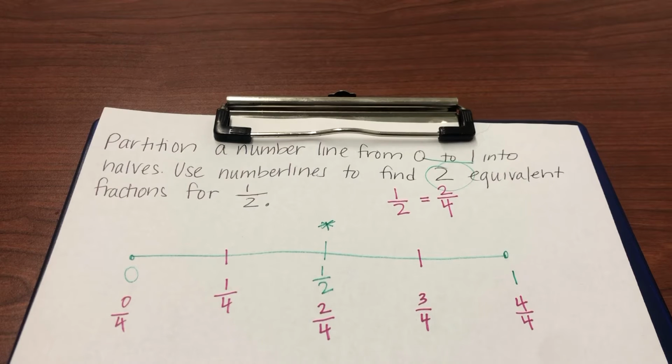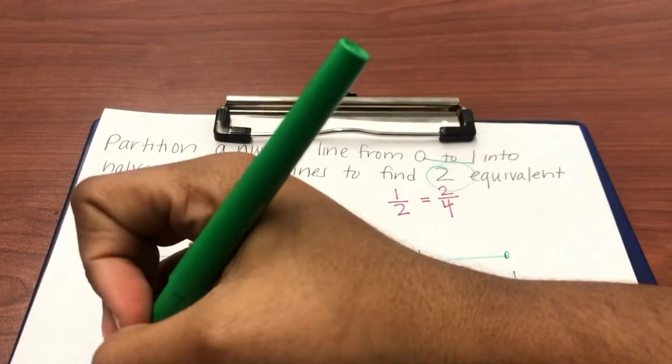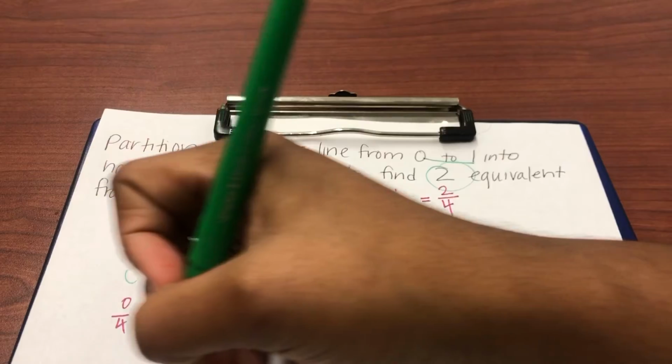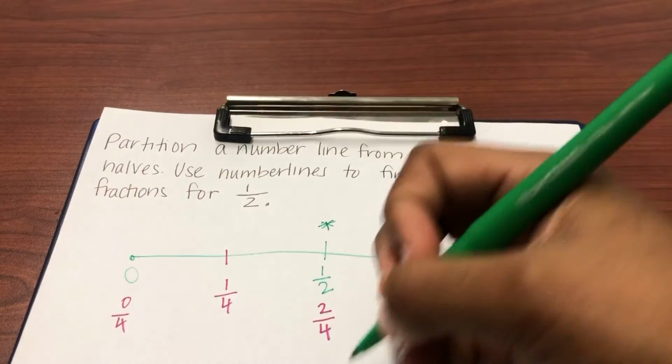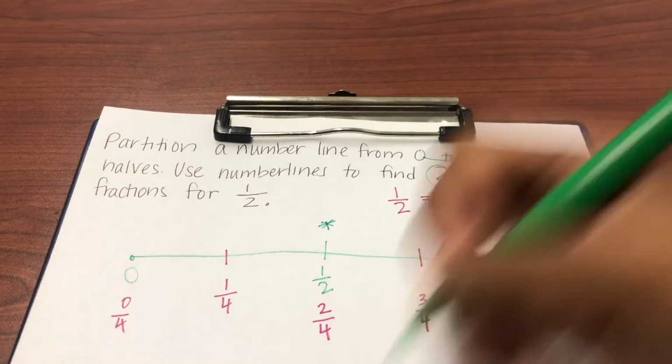Okay, I'm not done yet because it said find 2. So I need to think, how can I partition the intervals to create more smaller intervals? I tried partitioning each one in half. What if I try partitioning each one a different way? So let me do another one. 0, 1, 1/2.